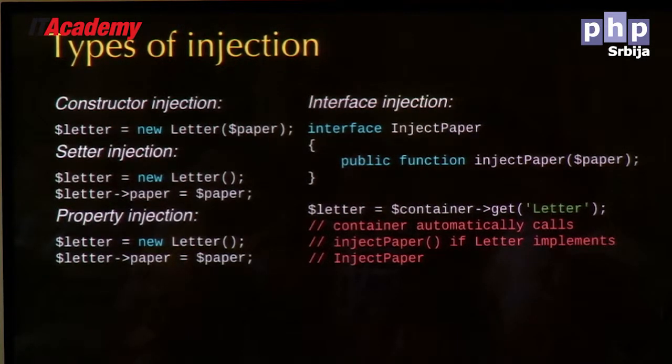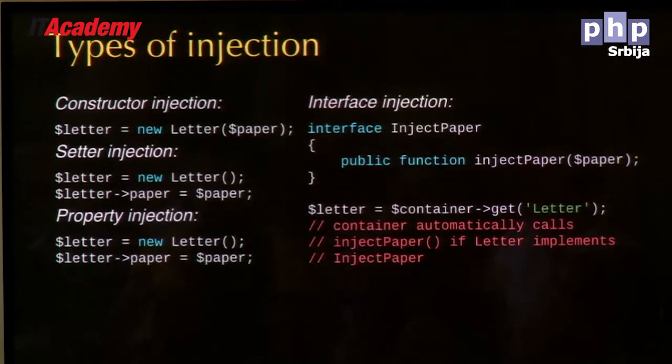Setter injection, you have a method called setPaper. You pass the constructed paper object into your letter via some sort of method. And lastly, this concept of interface injection, which is essentially the same thing as using setter injection, but you've wrapped it within some additional code.